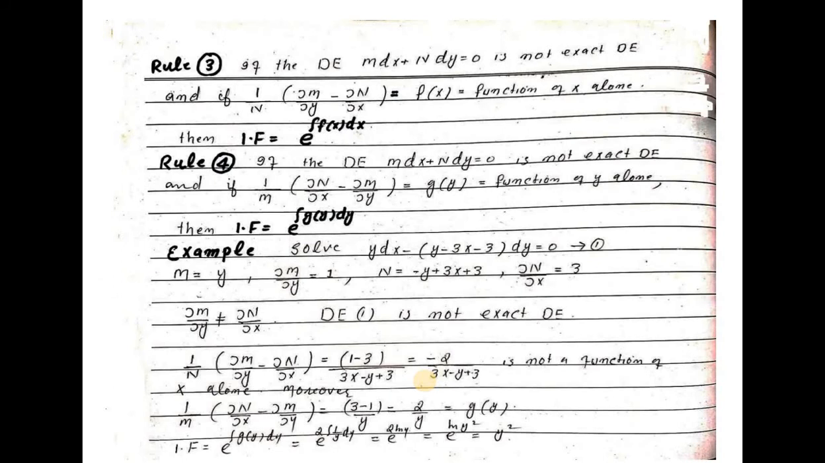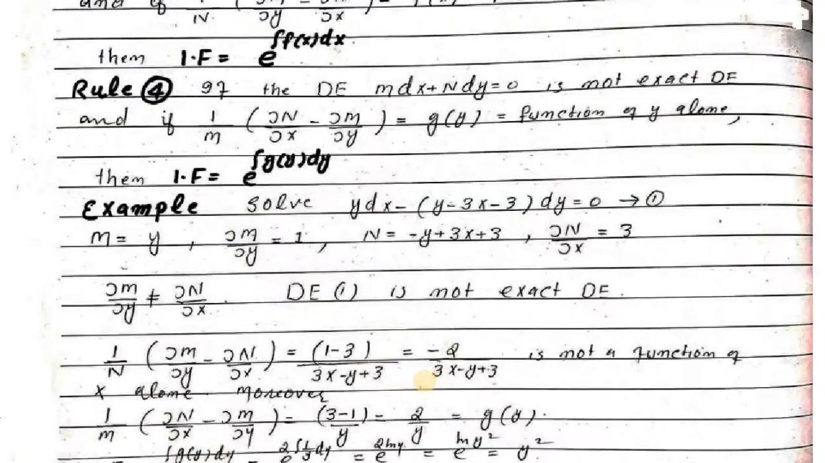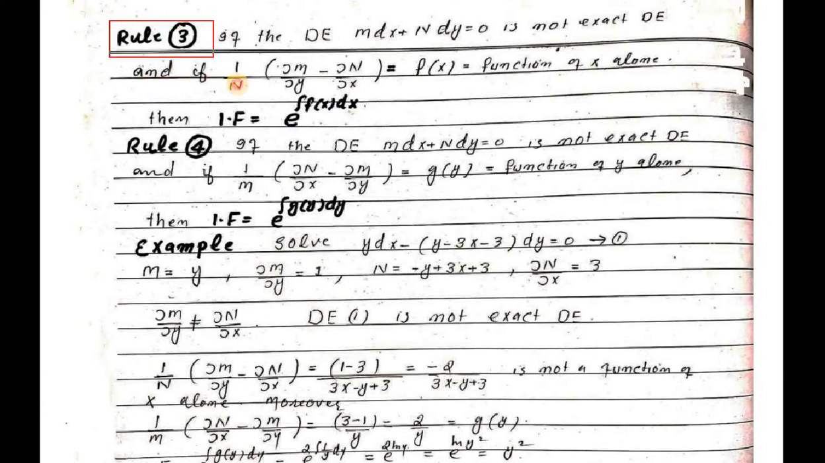Rule 3. Now we have to read rule 3, whose statement is: if the differential equation M dx plus N dy is equal to 0 is not an exact differential equation, and if (del M over del y minus del N over del x) divided by N, as we have shown in the previous video, is equal to f of x, where f of x is a function of x alone, then the integrating factor will be equal to e raised to the power integral f of x dx. This f of x will be used to find the integrating factor.